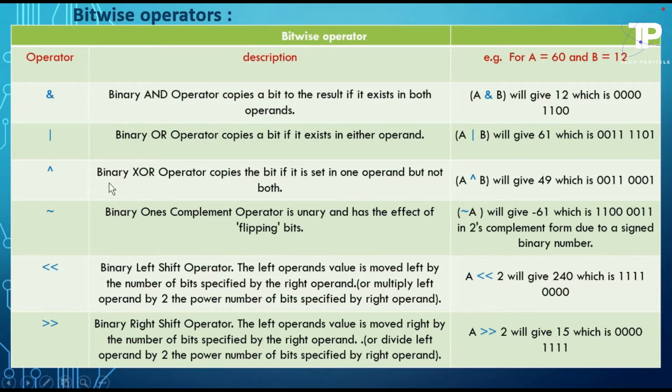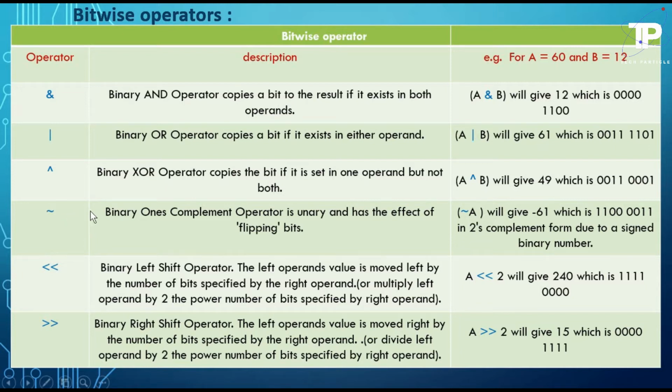Binary XOR operator. What does the binary XOR operator do? It copies a bit if it is set in one operand but not in the other. Here set bit means it is 1. If in the binary representation of a number a bit is 1 and the corresponding bit of the other is 0, or vice versa, then the binary XOR operator will make it 1.